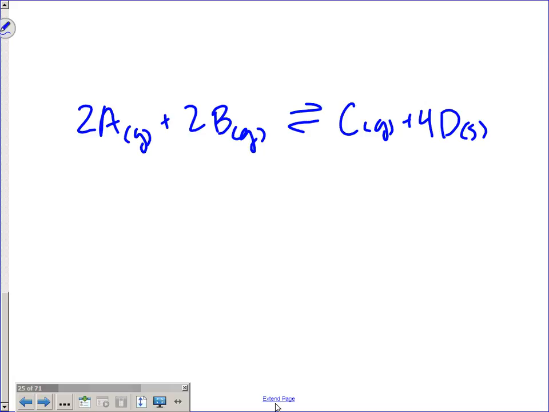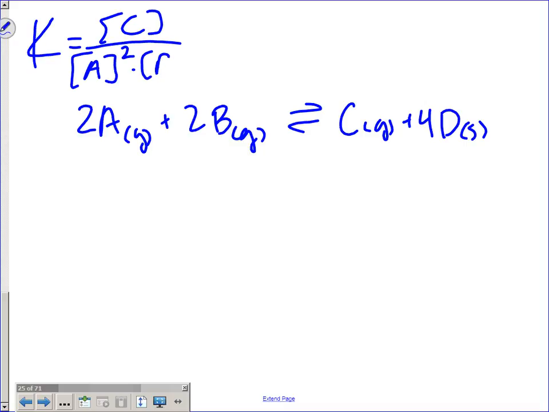First off, you had to write the equilibrium expression. Can you go ahead and tell me what the equilibrium expression is? K is equal to what? C over A squared times B squared. All right, so that's our equilibrium expression, and we can only plug in equilibrium concentrations there. You can never plug anything else into that equilibrium expression because it's at equilibrium.